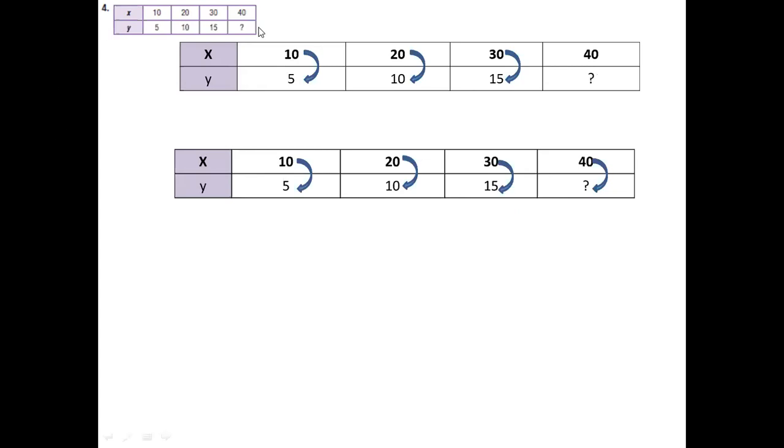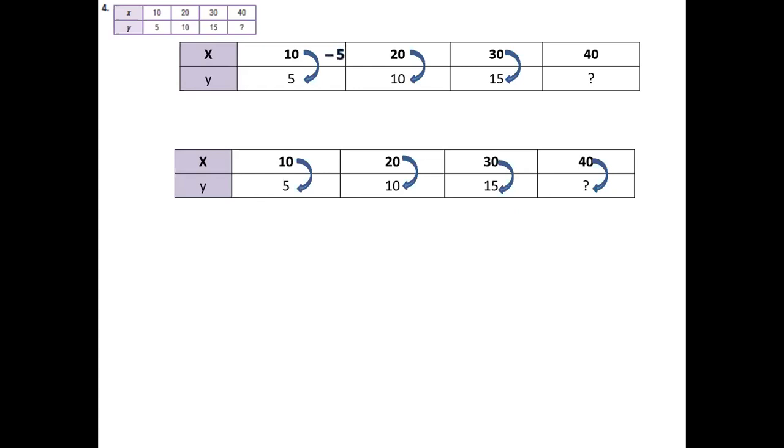So here in this table, is x more than y or less than y? It is more, which means either we have to subtract or we have to divide. So first let's subtract and check how did this 10 become 5. Okay, so 10 minus what gives you 5? 5. 10 minus 5 gives you 5.